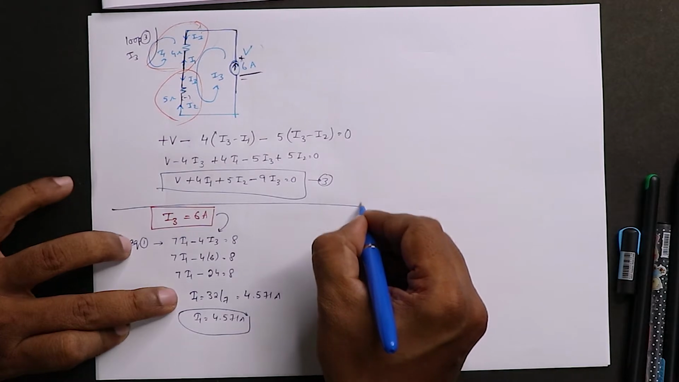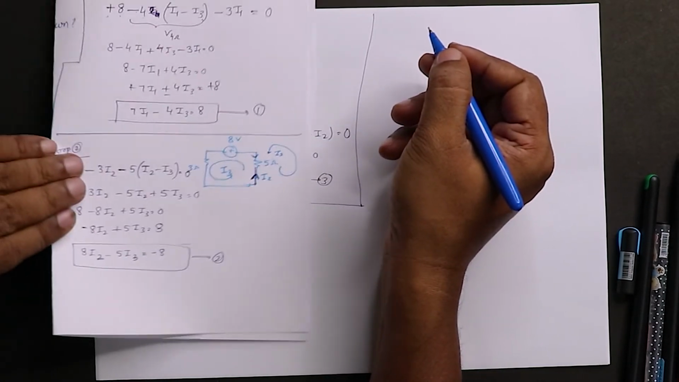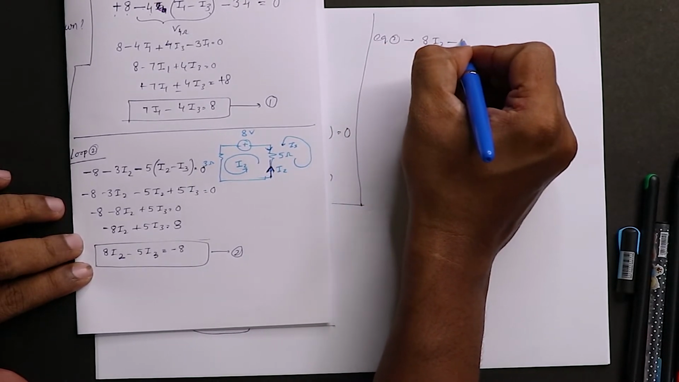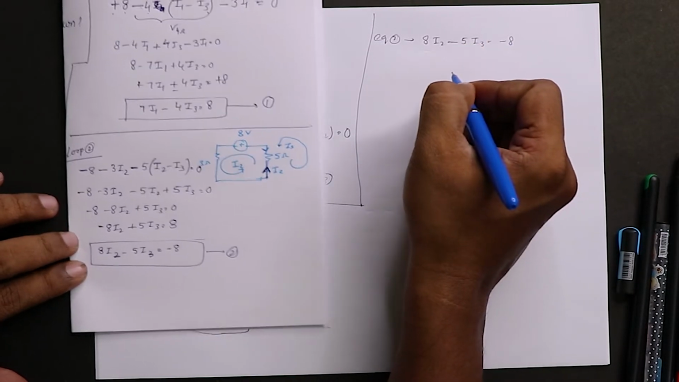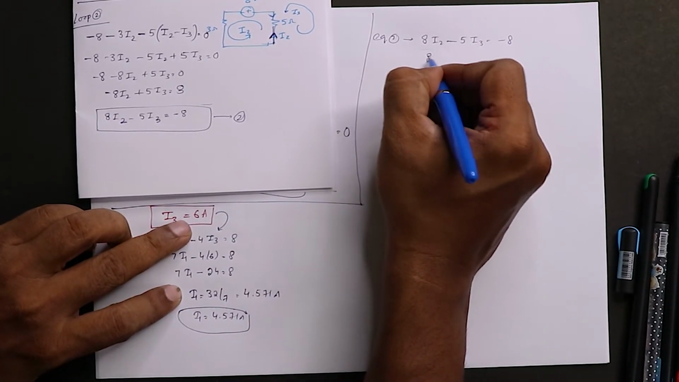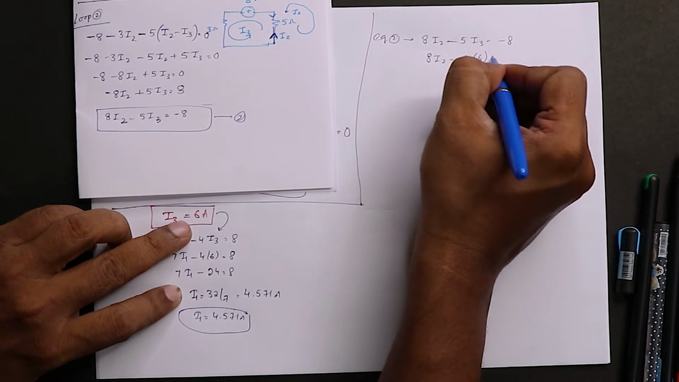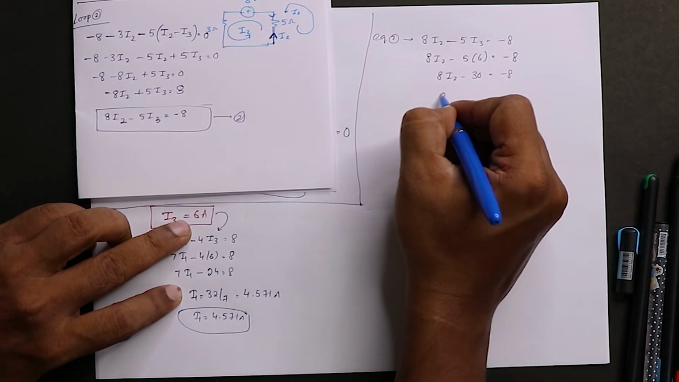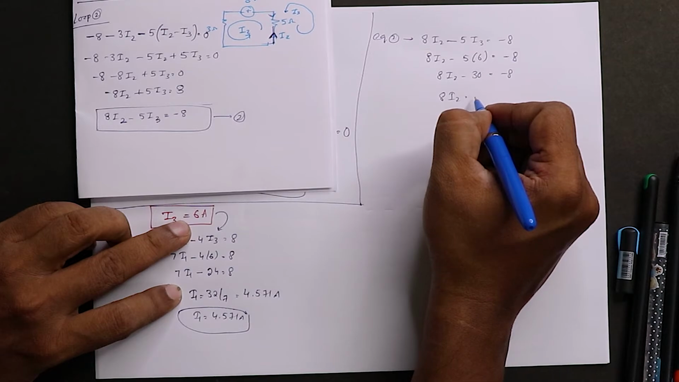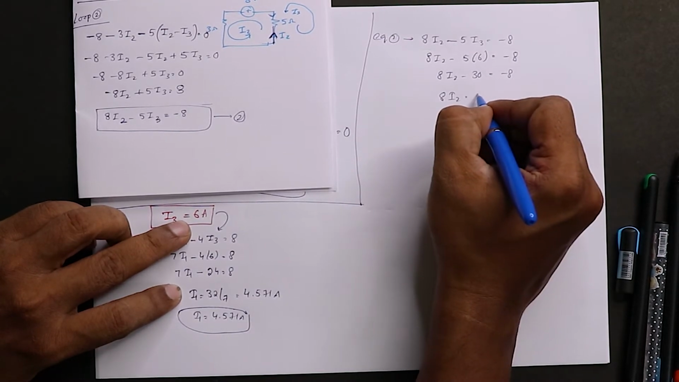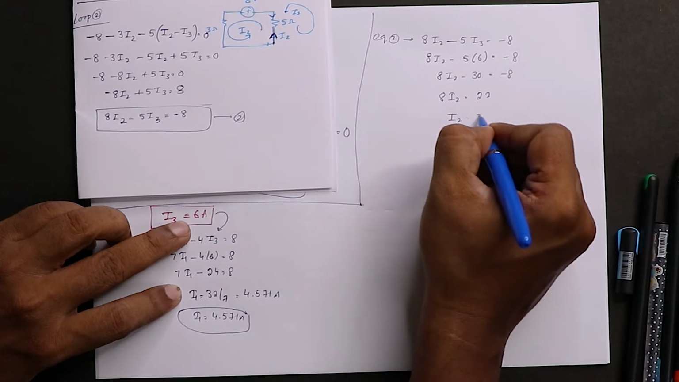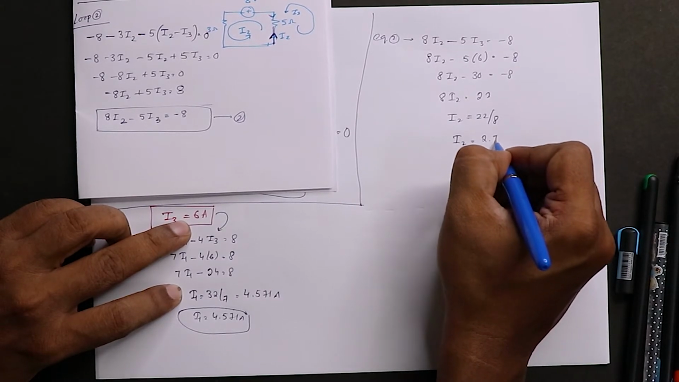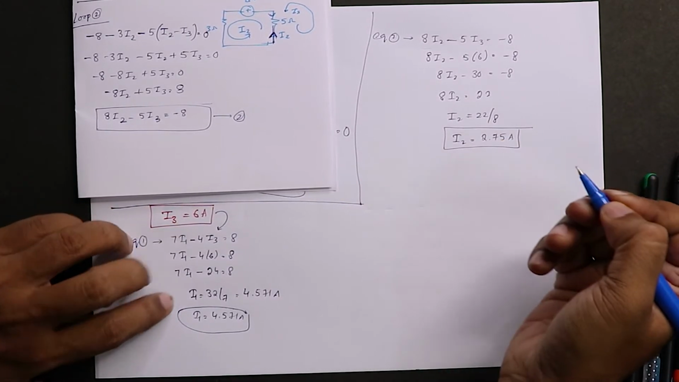Equation 2 is 8I2 minus 5I3 is equal to minus 8. I'll keep I3 is equal to 6, which is given here. 5 into 6 is 30, so 8I2 minus 30 is equal to minus 8. So 8I2, when the minus 30 goes there, it becomes plus 30, so the answer is 22. I2 is equal to 22 by 8, and I2 is equal to 2.75. I got I1, I got I2.